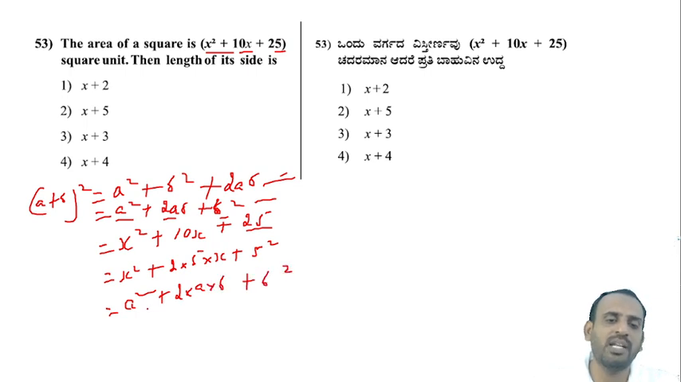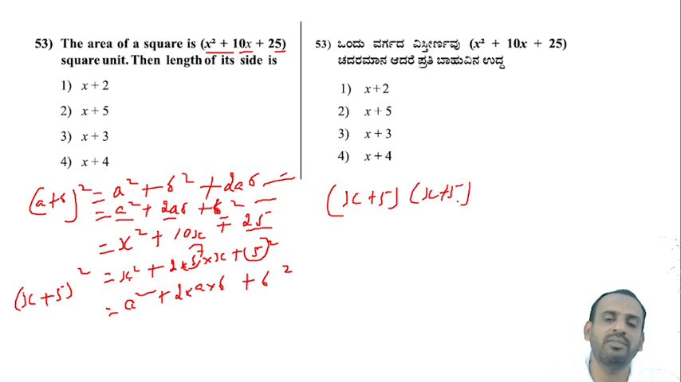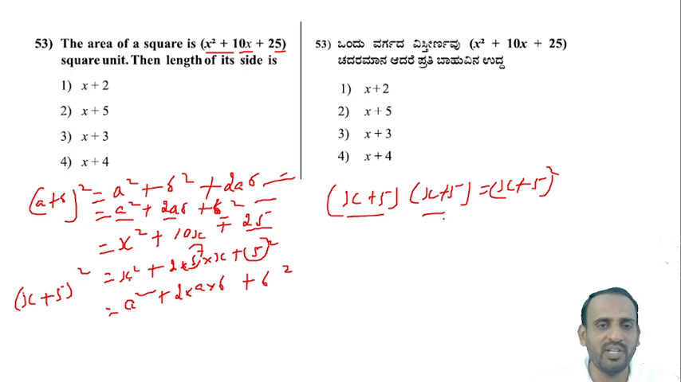Now let us equate. Instead of a, what we have? x we have. So x plus, instead of b what we have? 5. See here, b, 5 square. So this is nothing but x plus 5 whole square. We know if it is whole square, it means x plus 5 into x plus 5 gives us x plus 5 whole square.